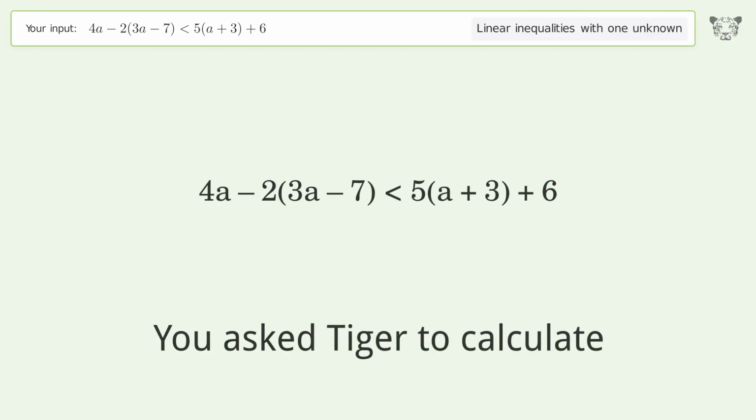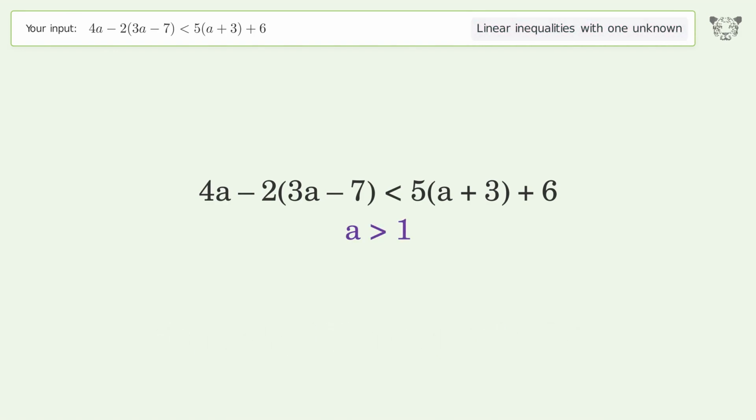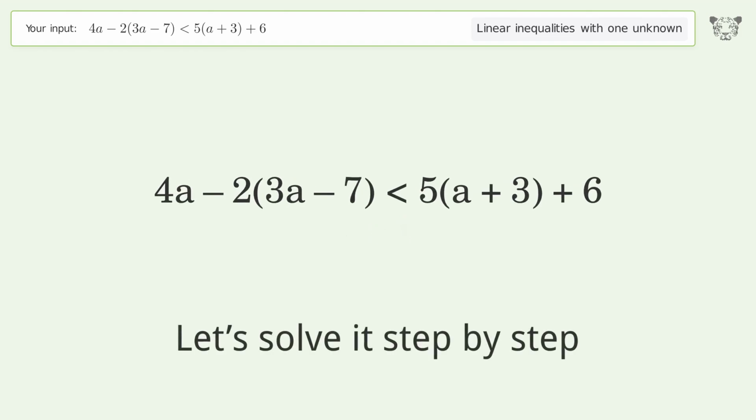You ask Tiger to calculate. This deals with linear inequalities with one unknown. The final result is a greater than -1. Let's solve it step by step.